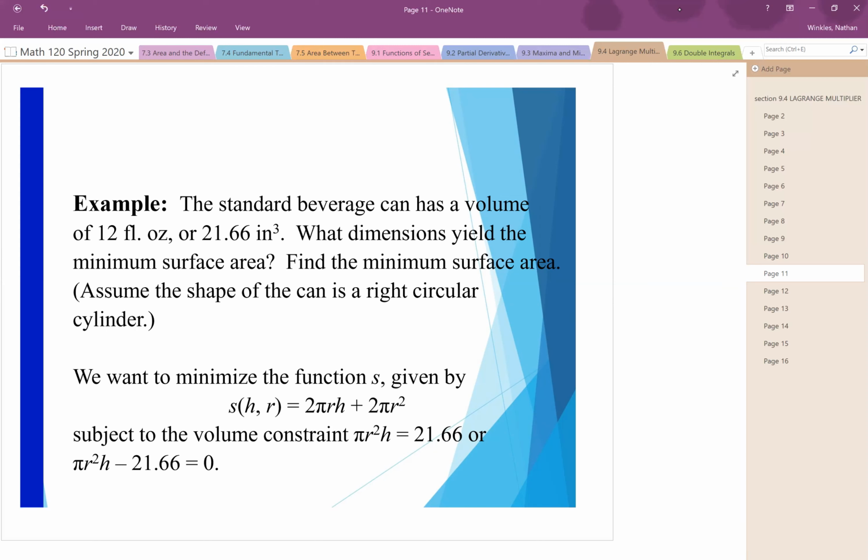We want to minimize the function S given by the following. S of h comma r is equal to 2 pi r h plus 2 pi r squared. Keep in mind, pi is a number. It is not a variable. Only h and r are the variables here. Subject to the volume constraint, pi r squared h must equal 21.66. Or in other words, pi r squared h minus 21.66 equals 0. Pi r squared h is just simply our volume, which we were already told in the beginning.